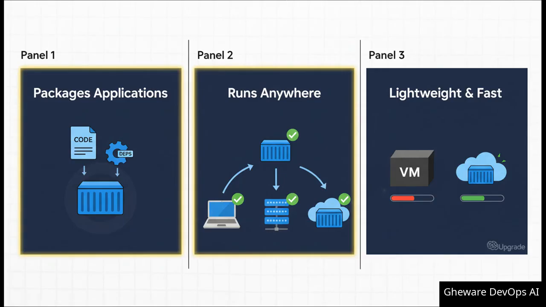So if you remember nothing else from our time today, just remember these three things. 1, Docker packages up your app and everything it needs into a single unit called a container. 2, that container will run exactly the same, no matter where you put it, your laptop, a server, the cloud. And 3, it's incredibly light and fast, which makes it way more efficient than old-school virtual machines.